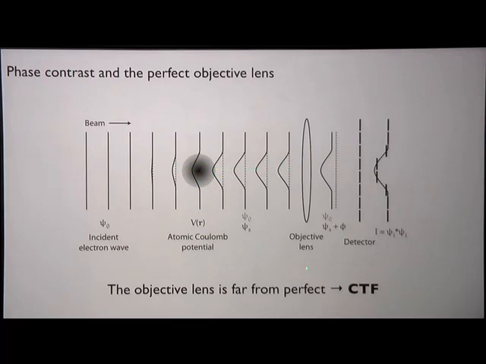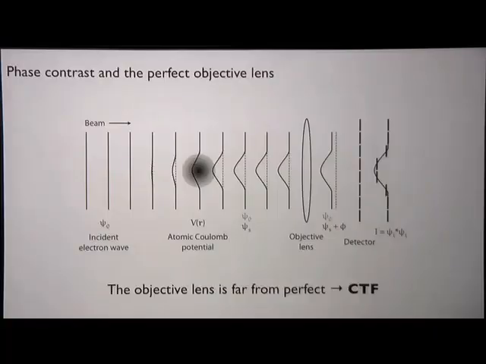And then we use the objective lens to shift the phase of the unscattered wave. These two will interfere with each other and create a pattern that we can then measure with a detector, right? But all of this assumes that this objective lens is perfect. The trouble is, as I told you earlier, this objective lens is not perfect. It's not even close to perfect. And that's why we need to talk about this CTF business and where it comes from.